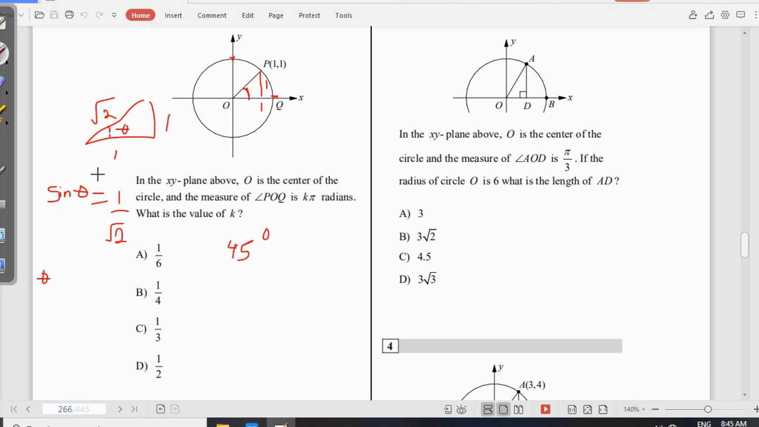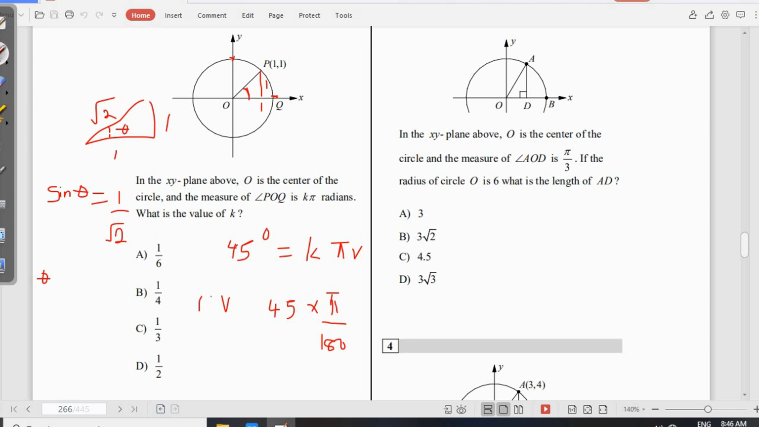Actually, if you know your trig functions very well, you would have just known that this is 1 over root 2, but that doesn't matter anyway. So theta is 45 degrees. Now 45 degrees is equal to k pi radians. To convert from degrees to radians, you do 45 times pi over 180.